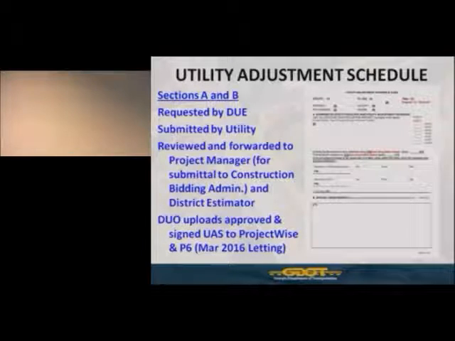The district utility office will then upload the approved and signed utility adjustment schedule to ProjectWise, which is internal storage essentially for all projects for various department offices to store project documents on, as well as to the Primavera P6 utility module, which went into effect March 2016 letting. What that does, the district utility office will upload the various UASs, depending on how many are on any given project, into P6, and that helps us identify what the appropriate utility relocation schedule should be as it relates to all the utilities involved on that project.